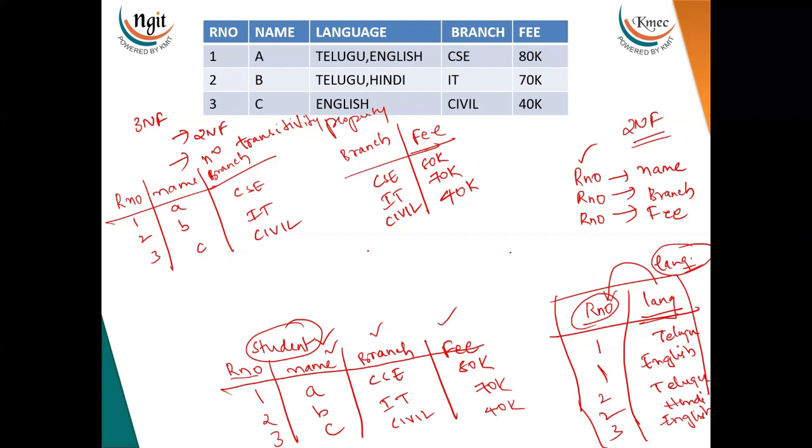The characteristics of third normal form: it must be in second normal form. The table must be in 2NF and there must not exist any transitivity property. Hope I am clear with today's session.